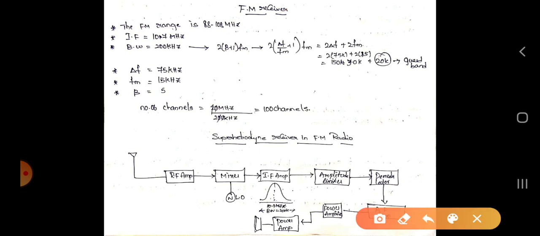This is all about how we can rectify some of the problems in the AM receiver, that is, in the superheterodyne receiver. Now I will explain about the FM receiver.